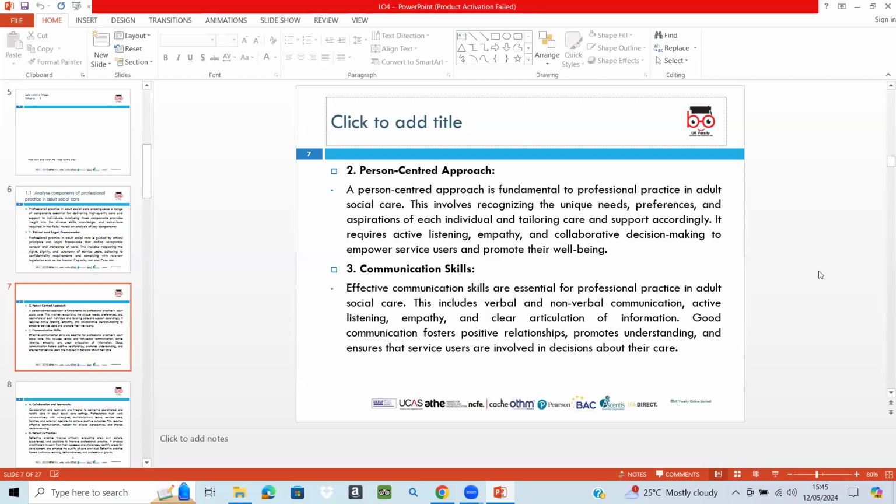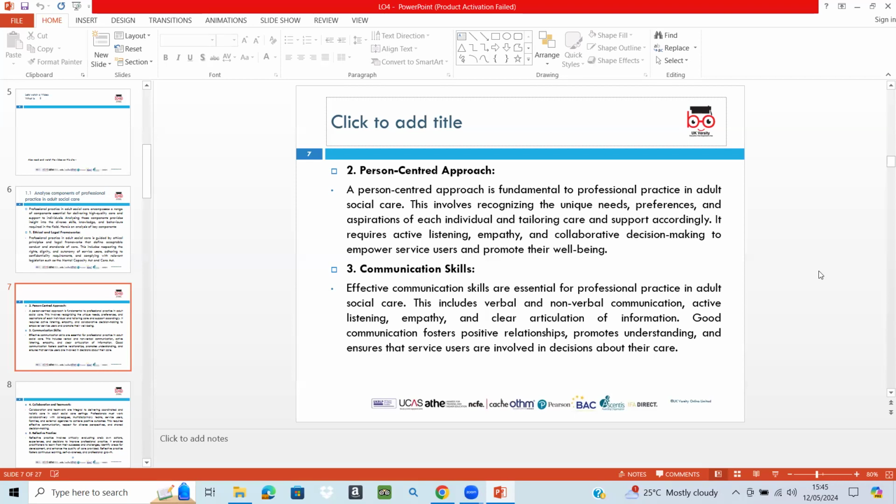By acknowledging and incorporating these personal aspects into the care plan, the practitioner demonstrates a commitment to delivering care that is respectful, inclusive, and tailored to the individual's needs.